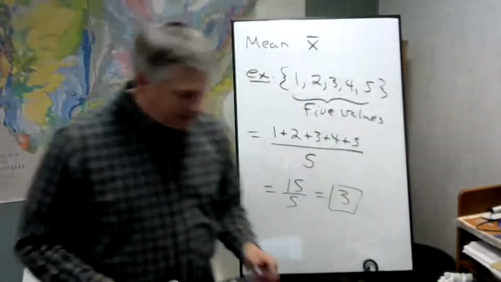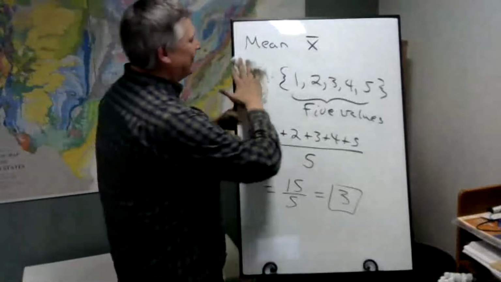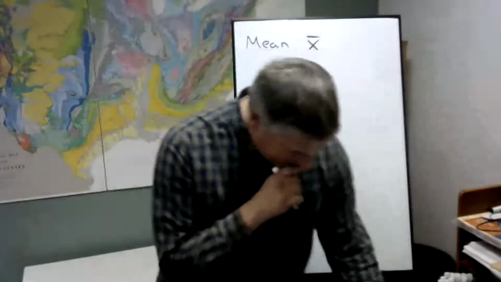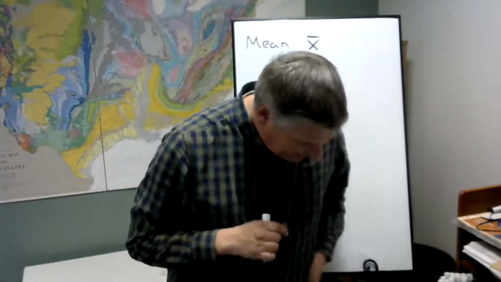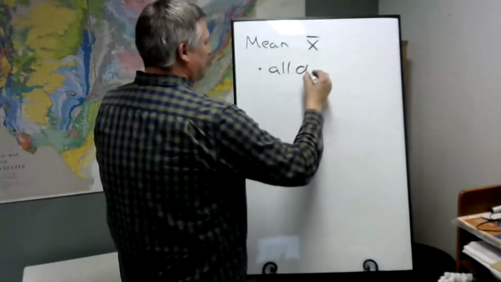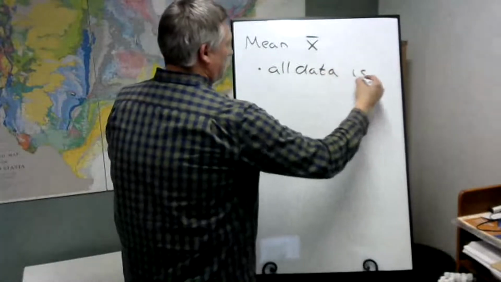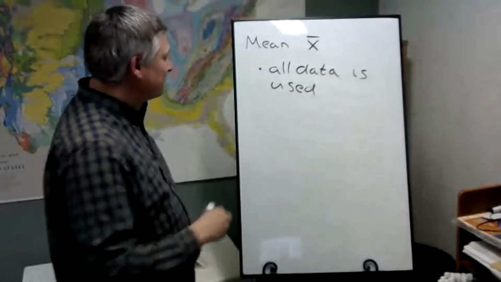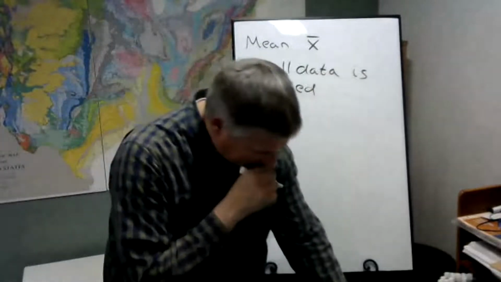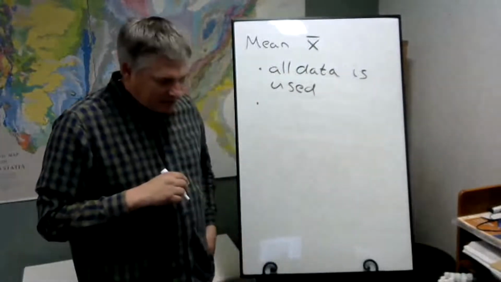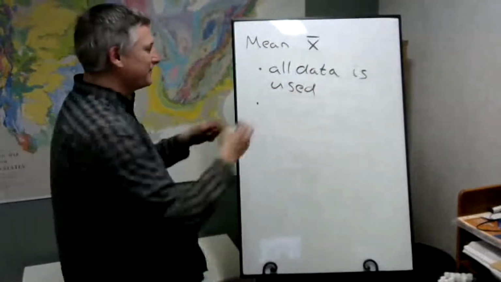Now, there are some properties of the mean that we want to be aware of. First off, when we use the mean, all the data is used. So that's first, all data is used. Second, it's very sensitive to what we call extreme values or outliers.